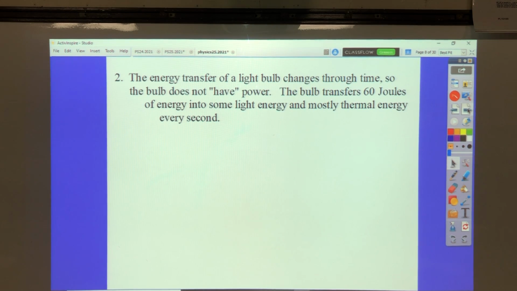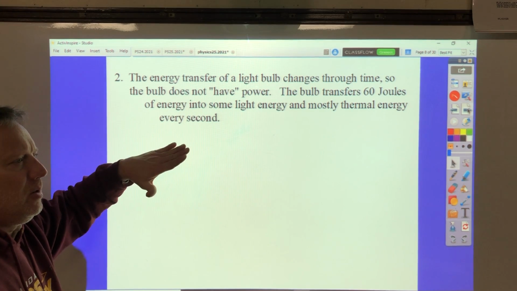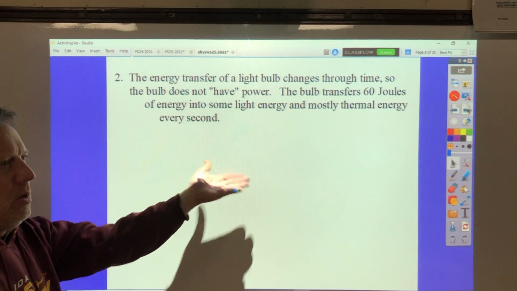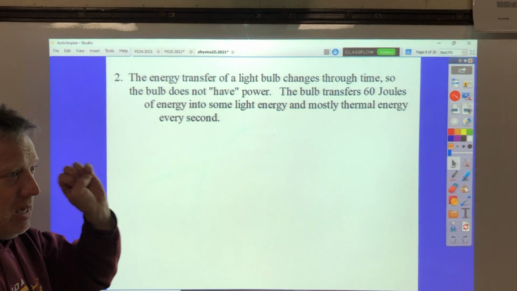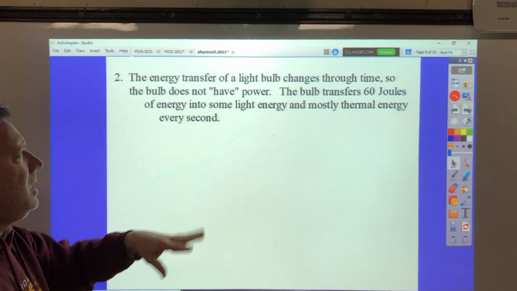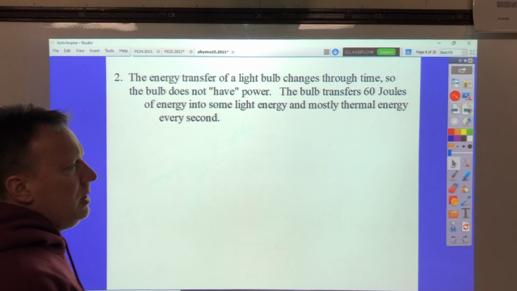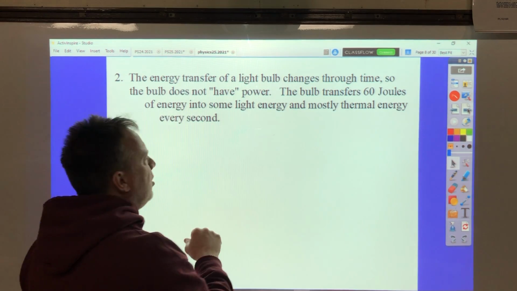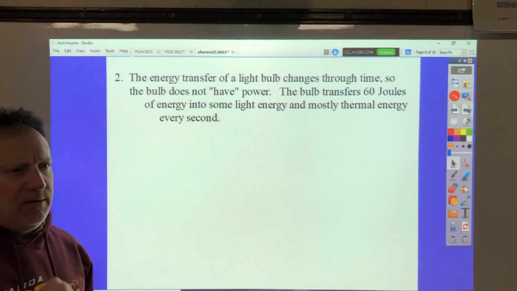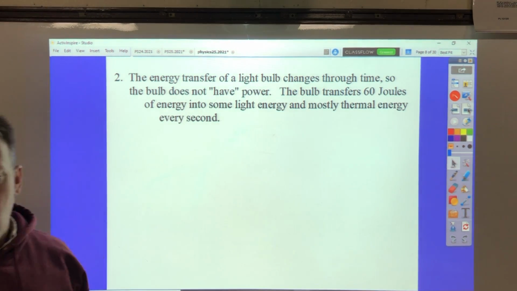Question 2 asks about a light bulb and if a light bulb has power. Now, what a light bulb does is it transfers electrical energy to thermal energy in a filament, which transfers a lot of that and some of that energy out as light energy. And all it does is it consumes 60 joules of energy into some light energy and most thermal energy every second. We're going to talk more about this later.